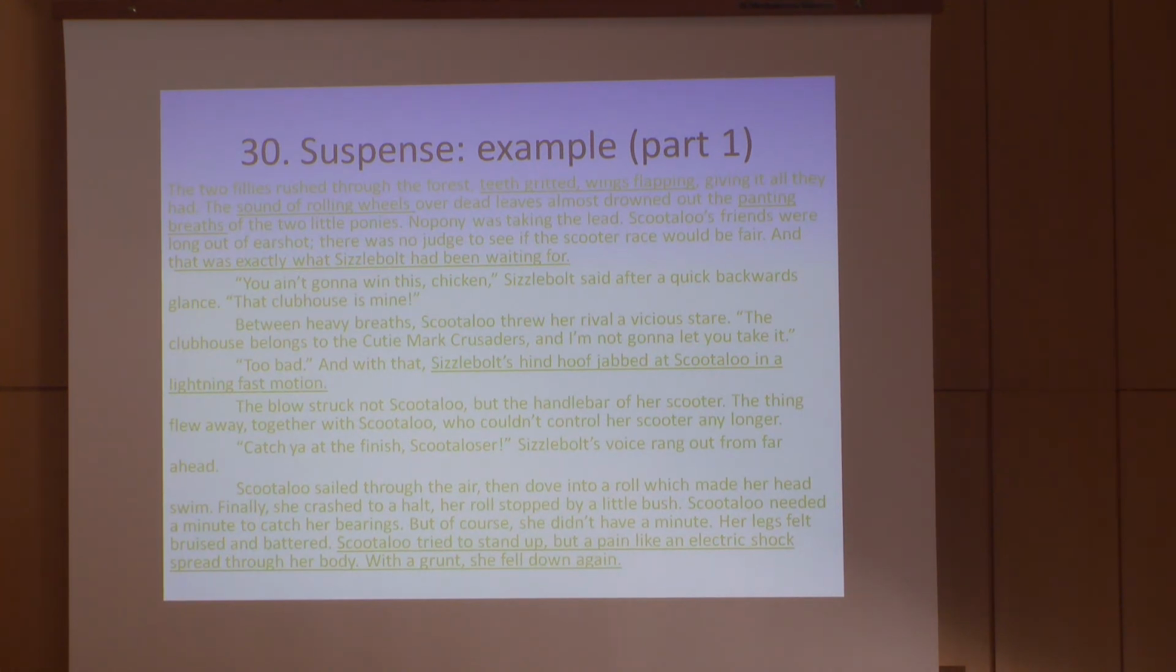"Scootaloo tried to stand up, but a pain like an electric shock spread through her body. With a grunt, she fell down again." So as you can see, this is the breaking point. Scootaloo is in pain, both physically and mentally. She might even lose the race. This is the hardest time for her.